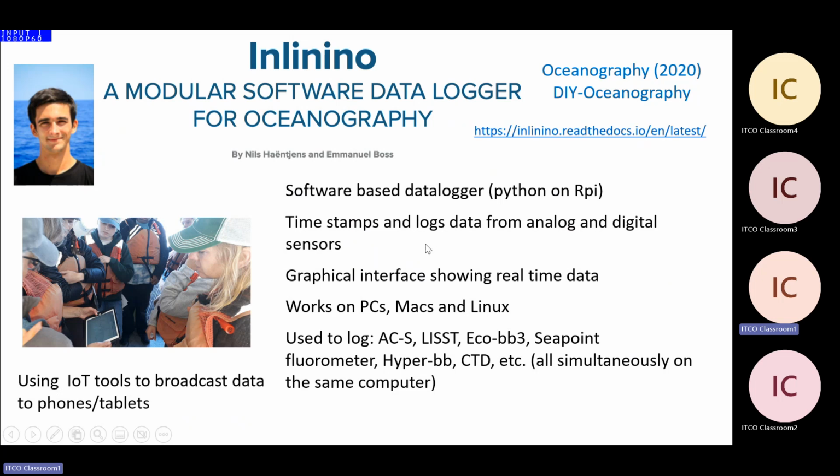Really cool. It's been used for the ACS. It's been used for LISST, ECO sensors, fluorometers, HyperBB, CTD data, GPS data, combined it all together.